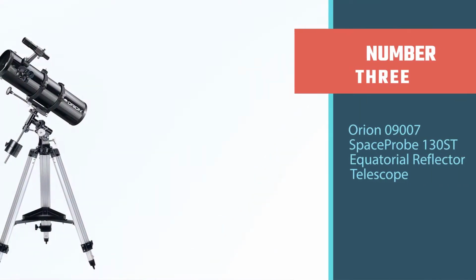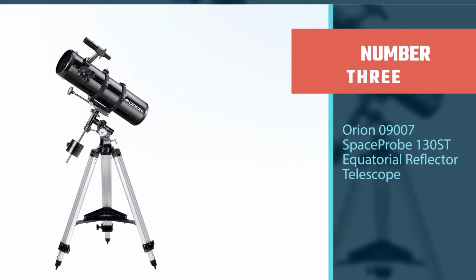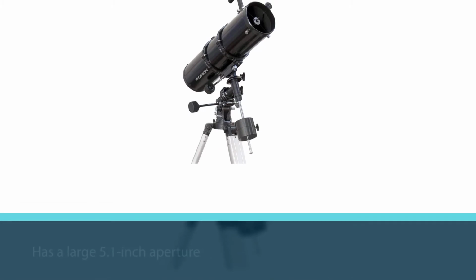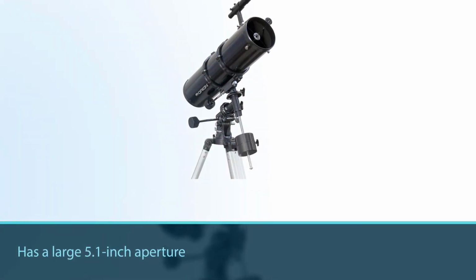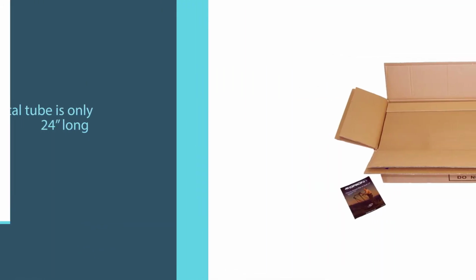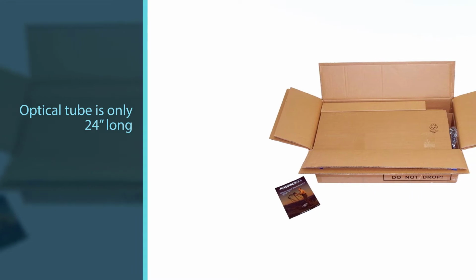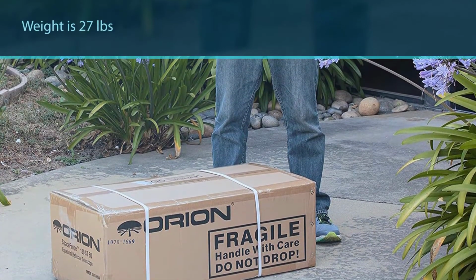Number 3. Orion 09007 Space Probe 130ST Equatorial Reflector Telescope. It has a large 5.1-inch aperture that gathers ample amounts of light for great views. The optical tube is only 24 long and the weight is 27 pounds, making it easy to pack into a car for a weekend away from the city lights.